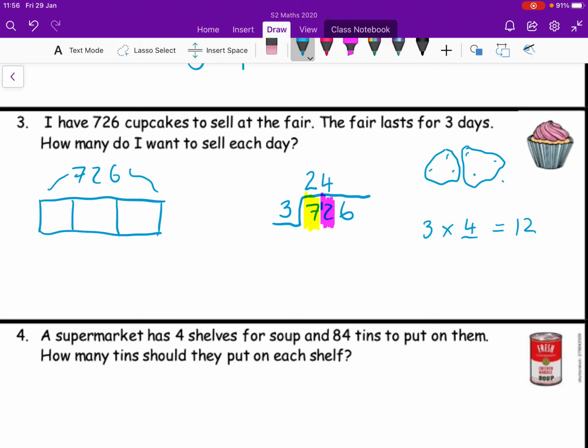And then the last part, how many groups of 3 are there in 6? So 3 times by what gets me 6? So it would be 3 times 2. 2 goes up there. I could put this back into my little diagram I started with. So it's 242 that goes in each. And I answer my question, so it says how many do I want to sell each day? So 242 cakes each day.